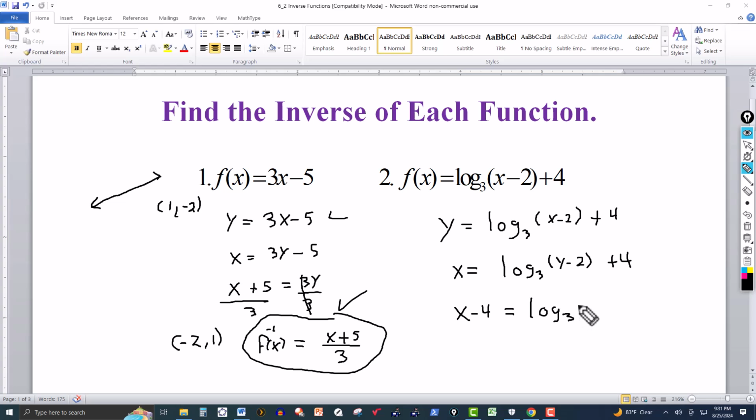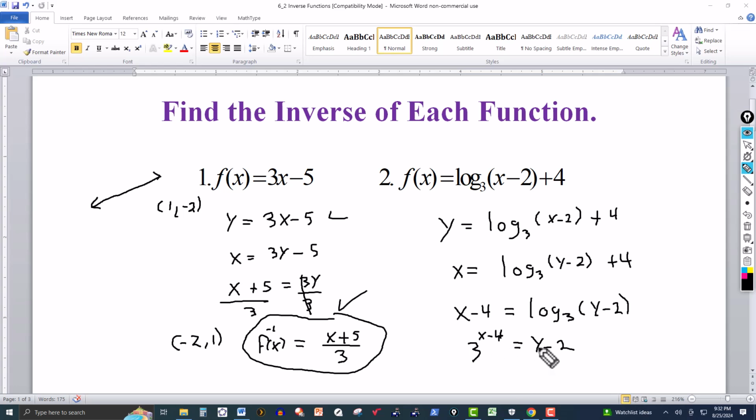Log to base 3 of y minus 2. Now I have to solve it for the y. So I'm going to use the definition of log. If you have the log of some expression equal to some value, which is the actual log, in this case it's x minus 4, it means that this expression here, in this case y minus 2, is always going to equal this base 3 taken to this power over here. So this would be 3 to the x minus 4 power.